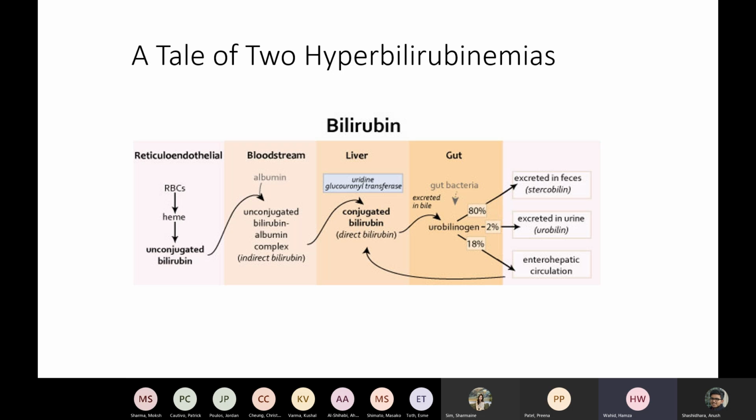That's the main thing you need to take away from this slide: the difference between conjugated and unconjugated bilirubin, because different causes of jaundice will cause different types of bilirubinemia, whether unconjugated or conjugated, and that will depend on where in this life cycle of bilirubin the problem is. If it's to the left of the liver, there's going to be lots of unconjugated. If it's to the right of the liver, it's going to be lots of conjugated. So that's a vague idea of that.